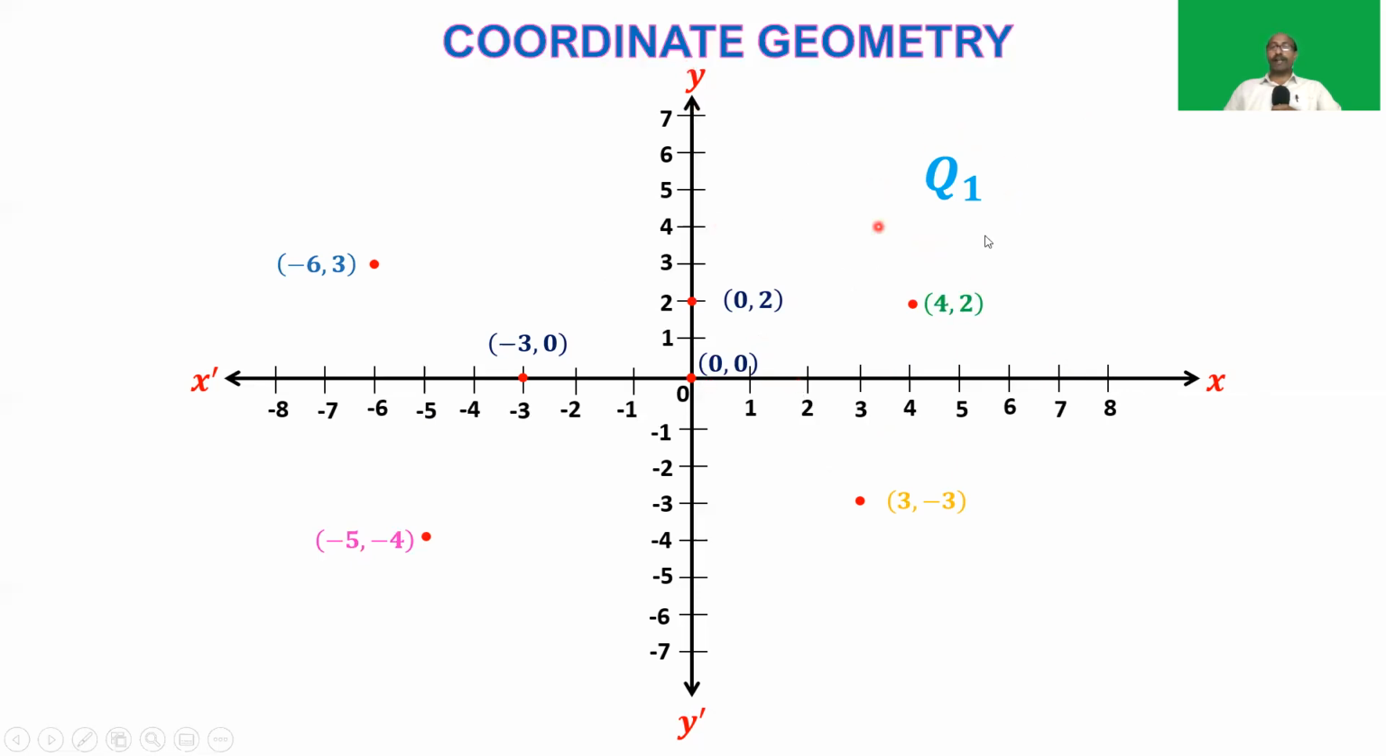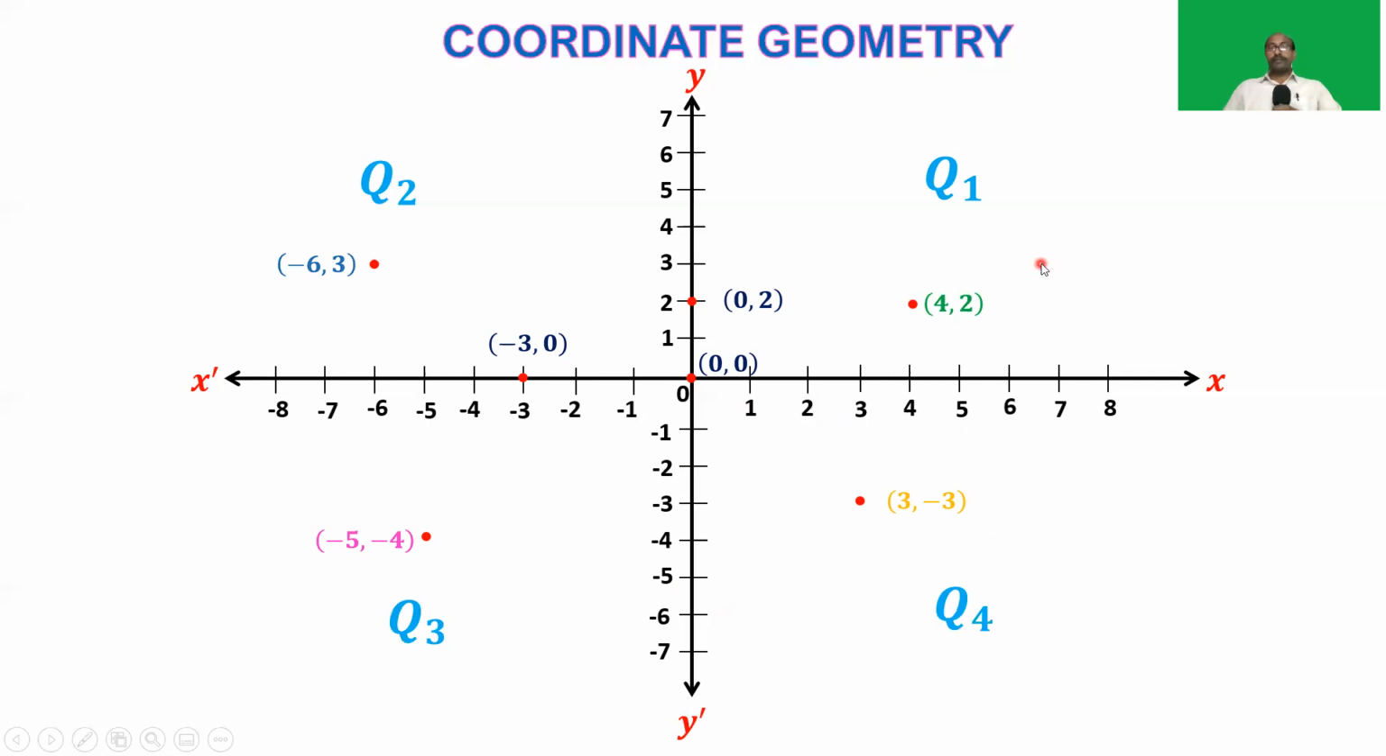called first quadrant, and the plane determined by negative x-axis and positive y-axis is called second quadrant, which is denoted by Q2. The plane determined by negative x-axis and negative y-axis is called third quadrant, and this one is fourth quadrant, which is determined by positive x-axis and negative y-axis.